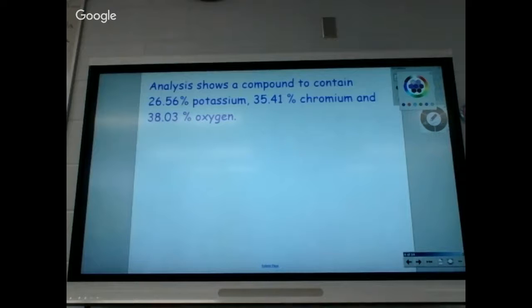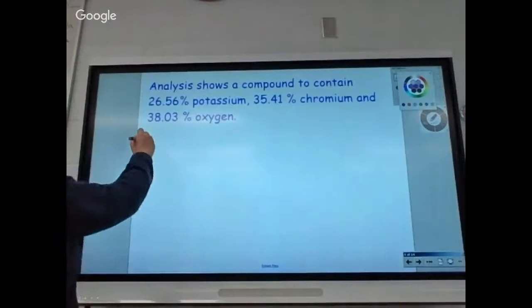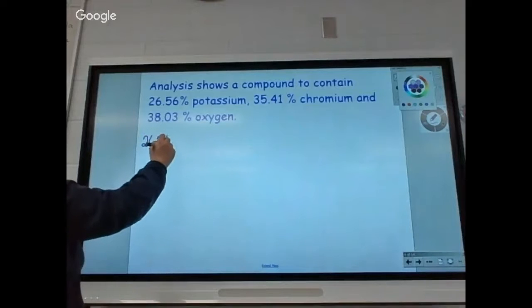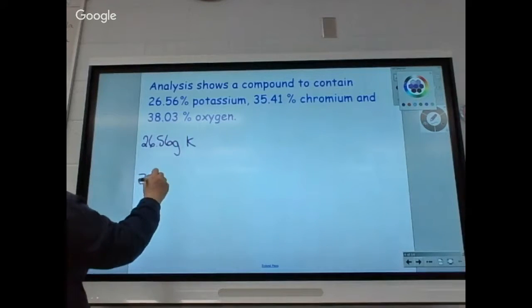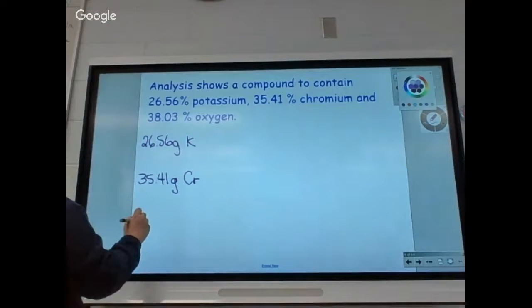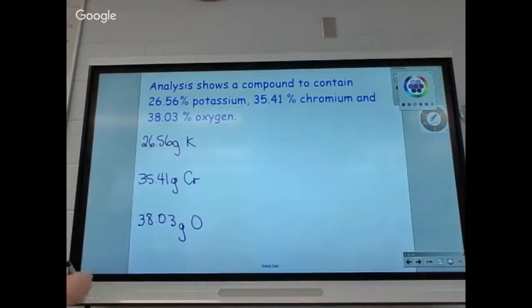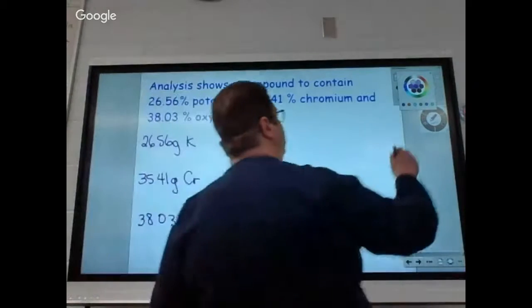All right, you got it ready? All right, so what are we going to start with again? 26.56. And what do we do to it? Grams of? What symbol do I use? Okay, and 35.41 grams of Cr. Good. And? Okay. Everybody good so far? Take the percents off and write g. So we're all good with those steps, right? So what do we do next?